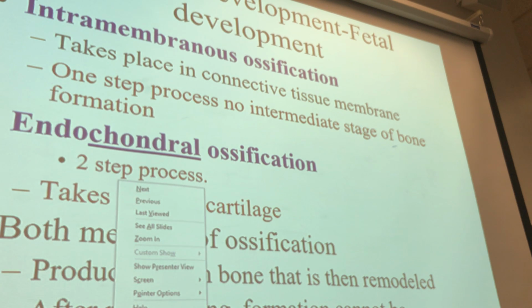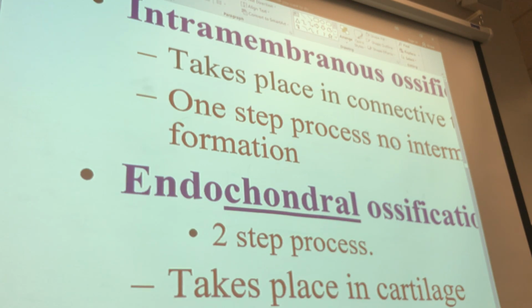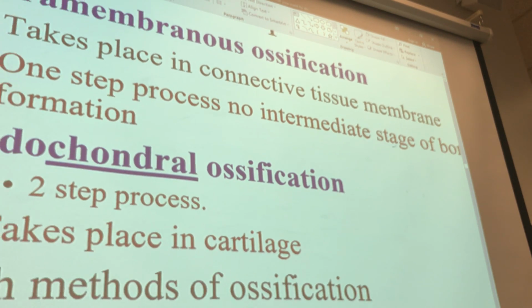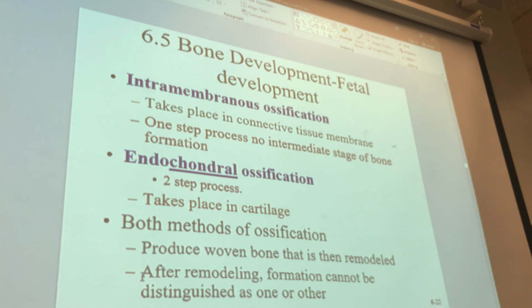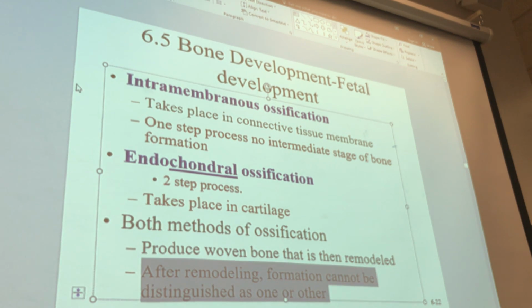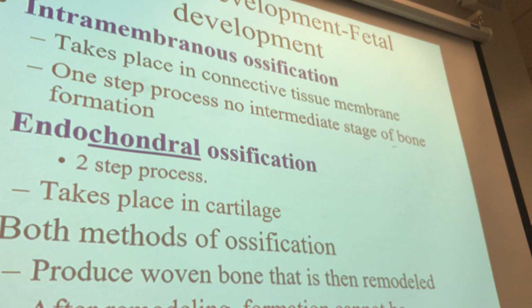After remodeling, this is a big one in here. After remodeling, formation cannot be distinguished one from another. If we look at the bones, we can't tell how we made it. It's not like we can look at the bone of a clavicle and say, oh, that's made intramembranously. We can't tell. It's just when we first produce it, there's two different ways of producing it.